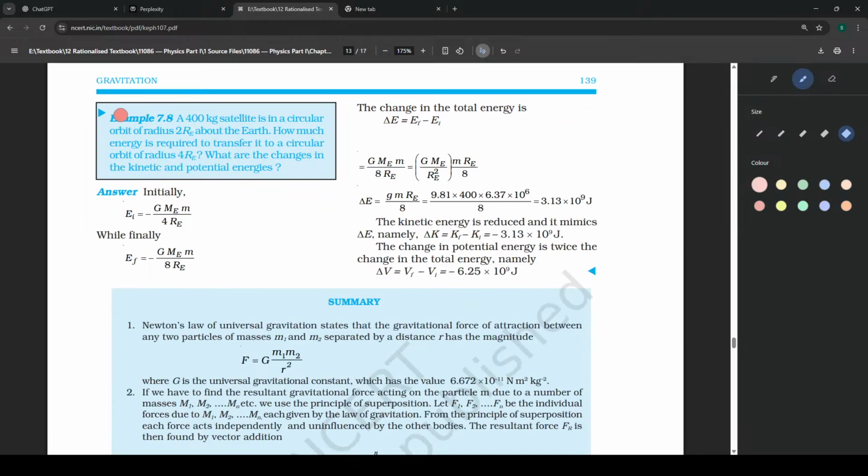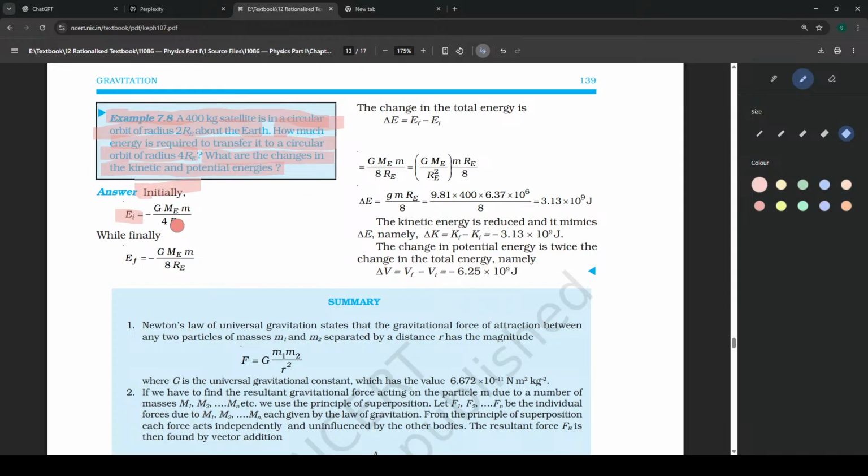Now let's see an example given here. A 400 kg satellite is in a circular orbit of radius 2 RE about the Earth. How much energy is required to transfer it into a circular orbit of radius 4 RE? What are the changes in the kinetic energy and potential energies? Okay, we need mechanical energy conservation here.